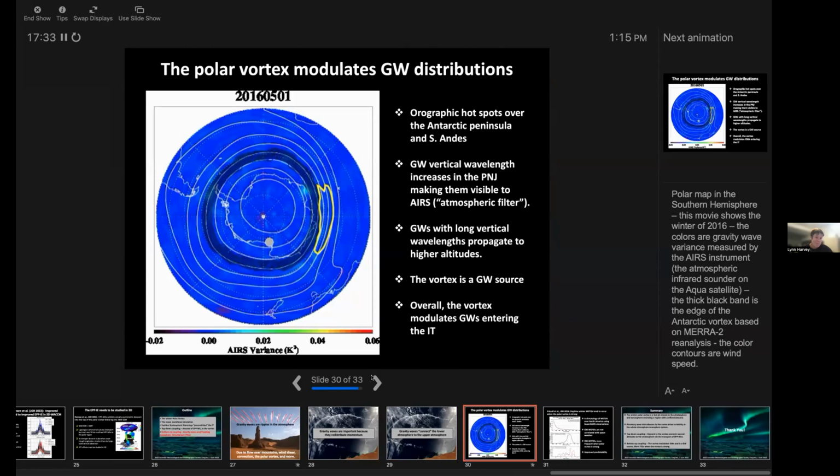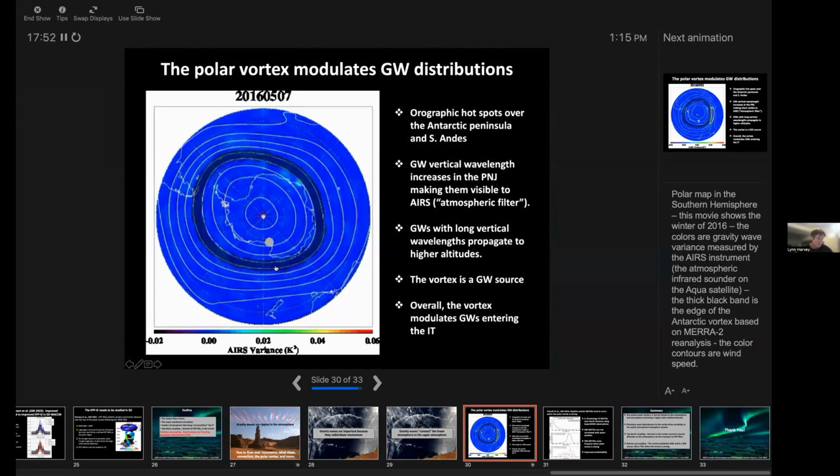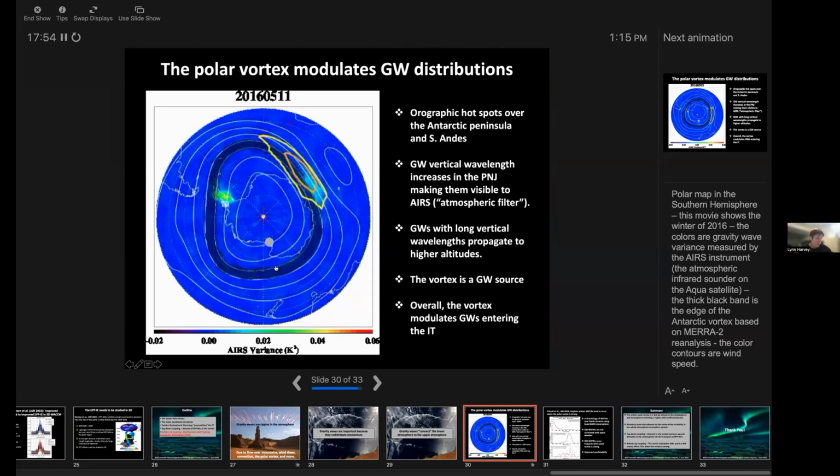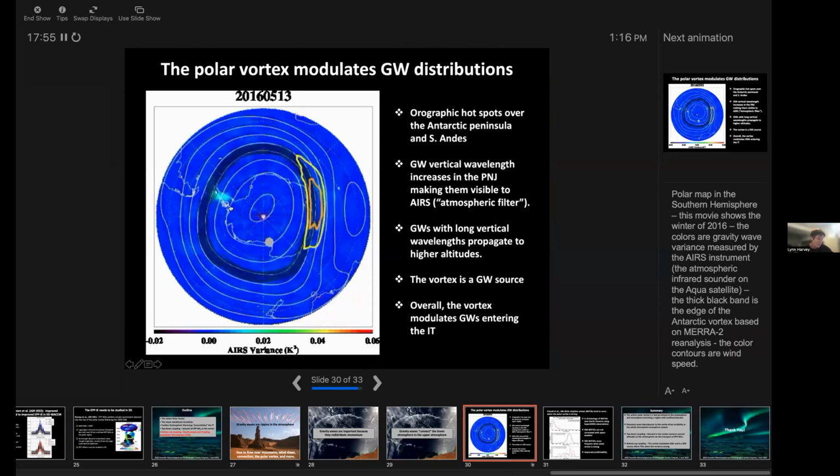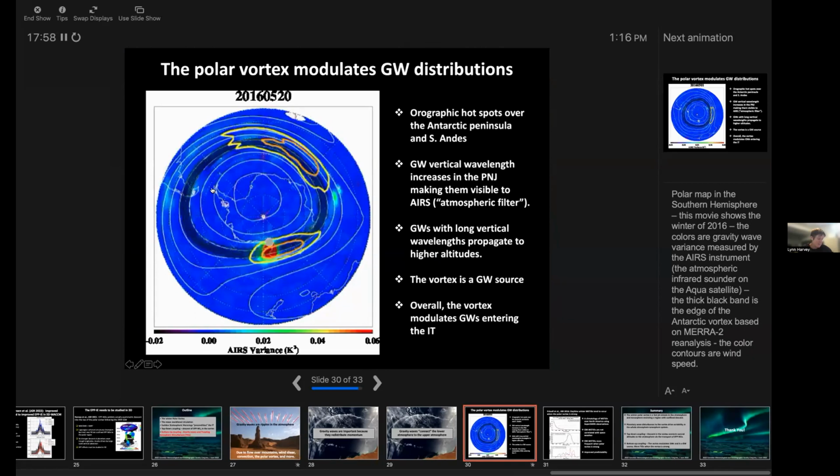This is a polar map in the Southern Hemisphere. This movie shows the winter of 2016. The colors are gravity wave variance measured by the AIRS instrument, and the thick black band is the edge of the Antarctic vortex based on the MERRA-2 reanalysis. Color contours are wind speed. You can see orographic hotspots over the Antarctic Peninsula and the Southern Andes.